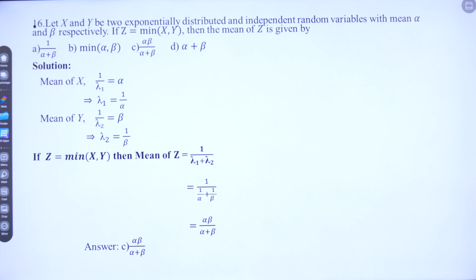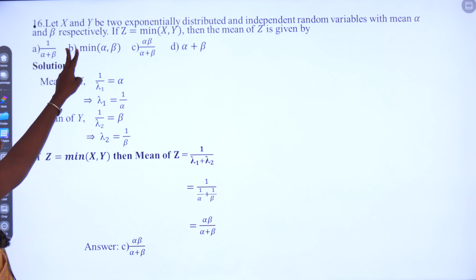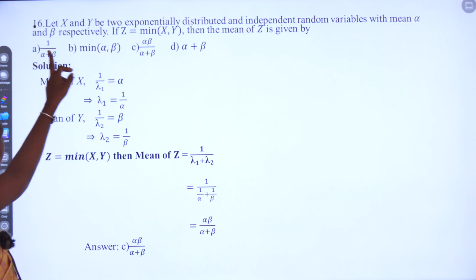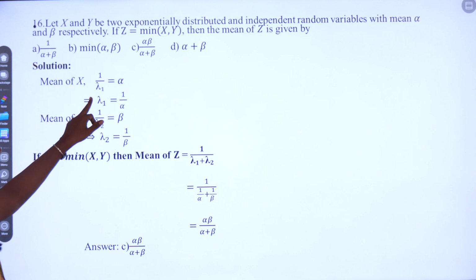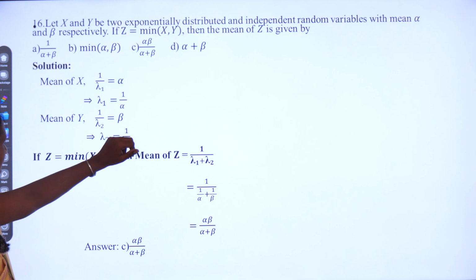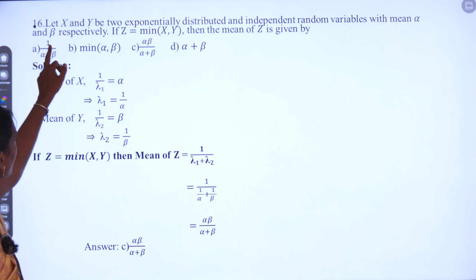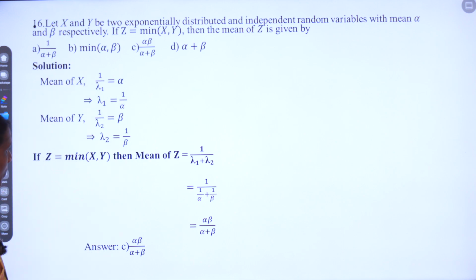Coming to problem number 16: let capital X and capital Y be two exponentially distributed and independent random variables with mean alpha and beta respectively. If z is equal to minimum of x comma y, then the mean of z is given by. So here we have two exponentially distributed random variables x and y, and their means are given to be alpha and beta. Mean of x is represented by 1 by lambda 1, which is equal to alpha. Therefore lambda 1 is equal to 1 by alpha. Next, mean of y is represented by 1 by lambda 2, which is given to be beta. Therefore lambda 2 is equal to 1 by beta.